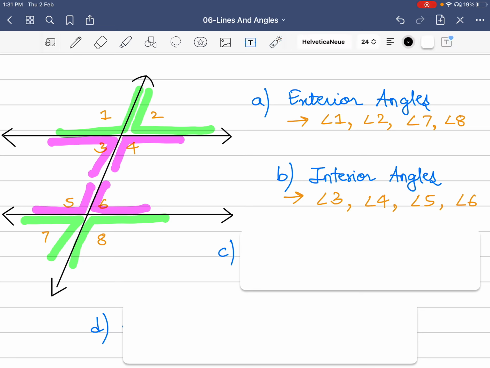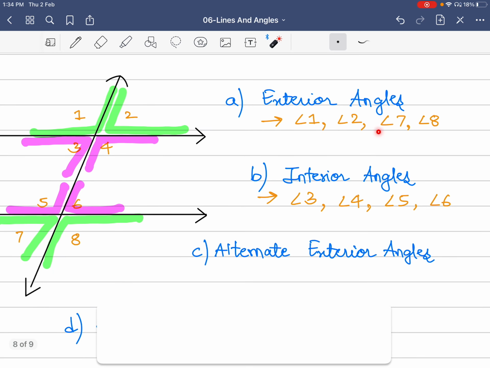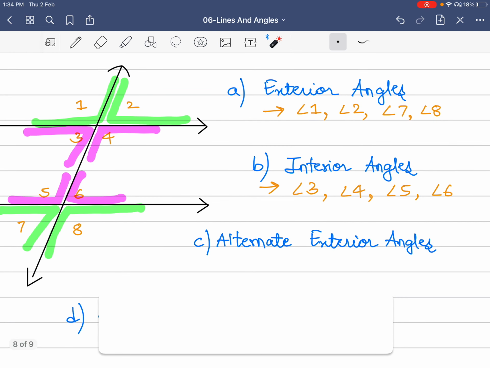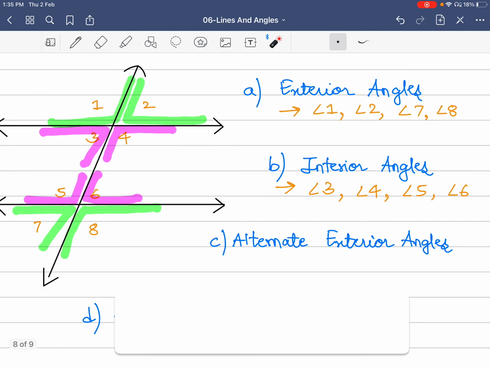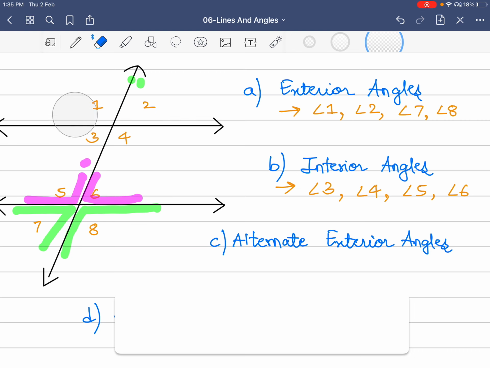Now let's go to the third type of angle, and that is called alternate exterior angles. We know that these 4 are the exterior angles. Now a subtype of exterior angles is alternate exterior angles. What does it mean? First of all, let's get rid of the highlighted thing. Alternate exterior angles are the pair of exterior angles which lie on the opposite sides of the transversal.